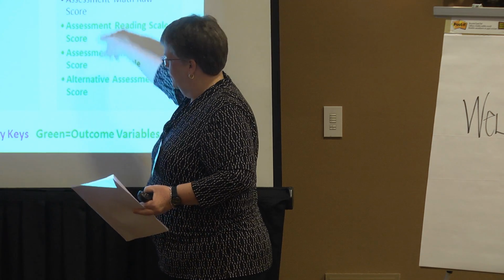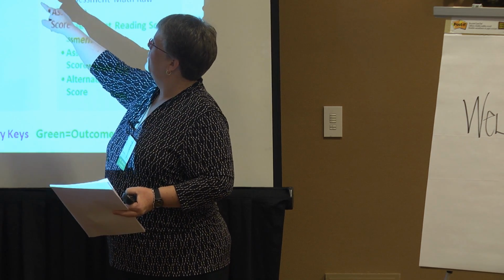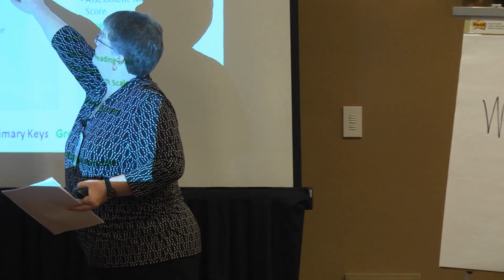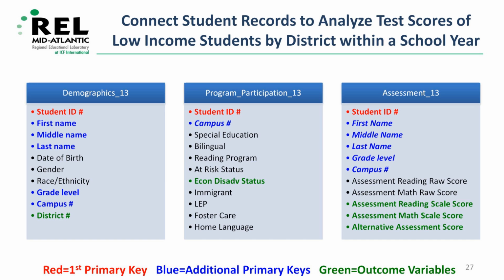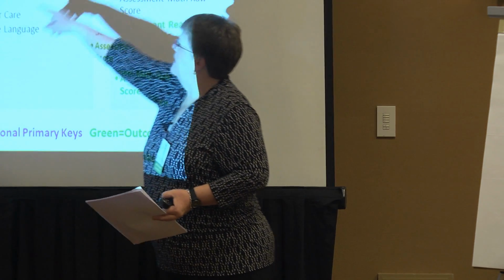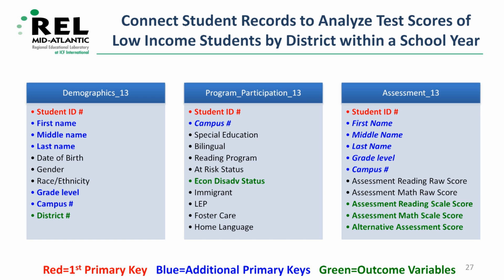So to match all these three data tables to get the complete information that you need, because you need the low income status from this one table, you have to use matching on different sets of primary keys to match two different things. And then your outcome, the green variables. It says by district, so you need the district number, you need the low income status, and then whatever you need, the scale score or some alternative score.